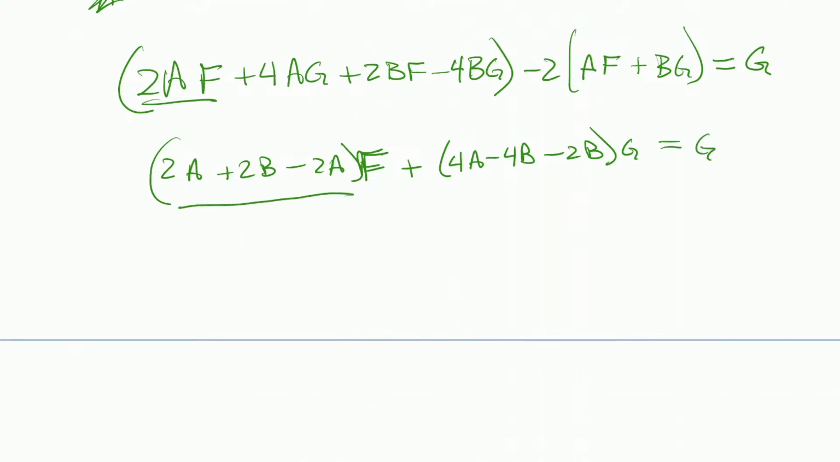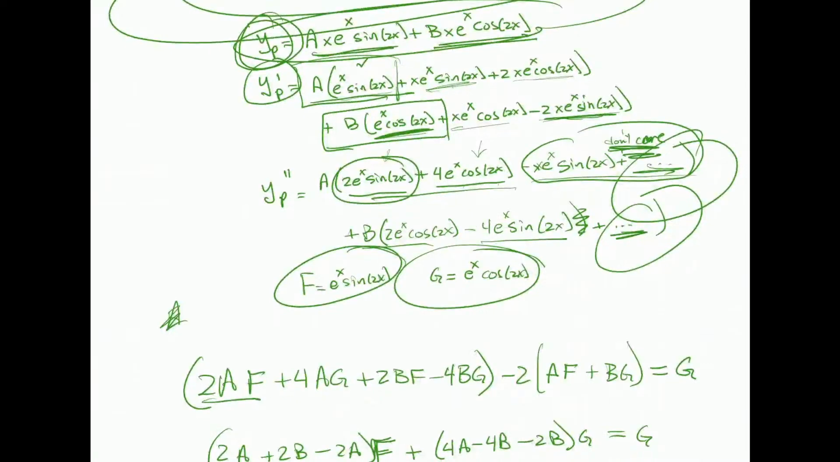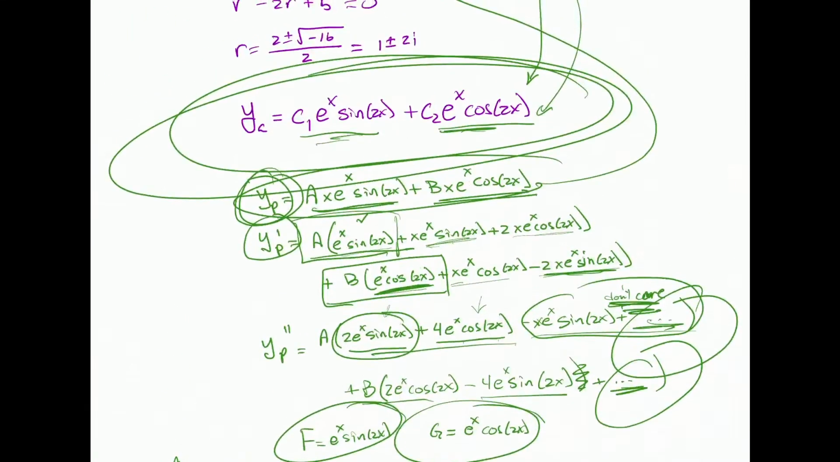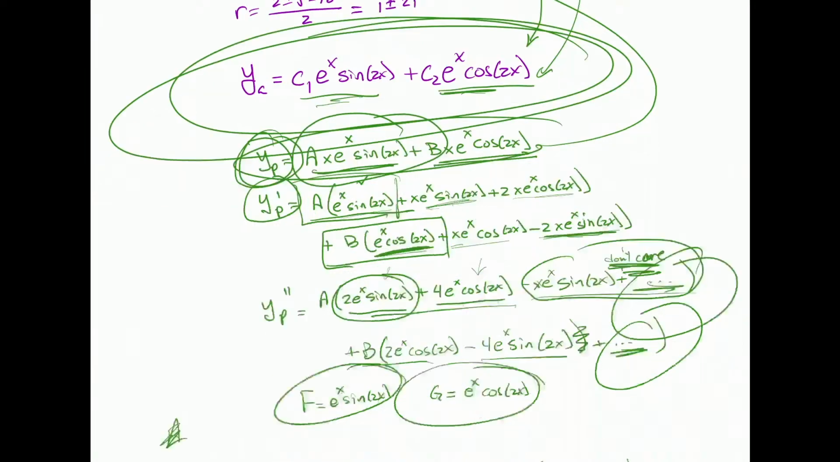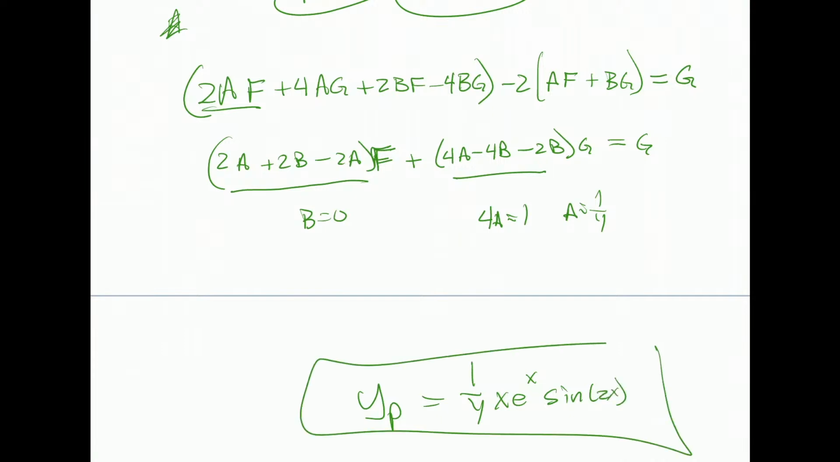So clearly this equals 0, which means that b equals 0. And then this has to equal 1. So 4a equals 1, which means a is 1/4. And so the answer for the particular solution is going to be 1/4 times, what was a? Here it is, e to the x sine of 2x. All done. Okay, so it was a nightmare, but at least I got it done.